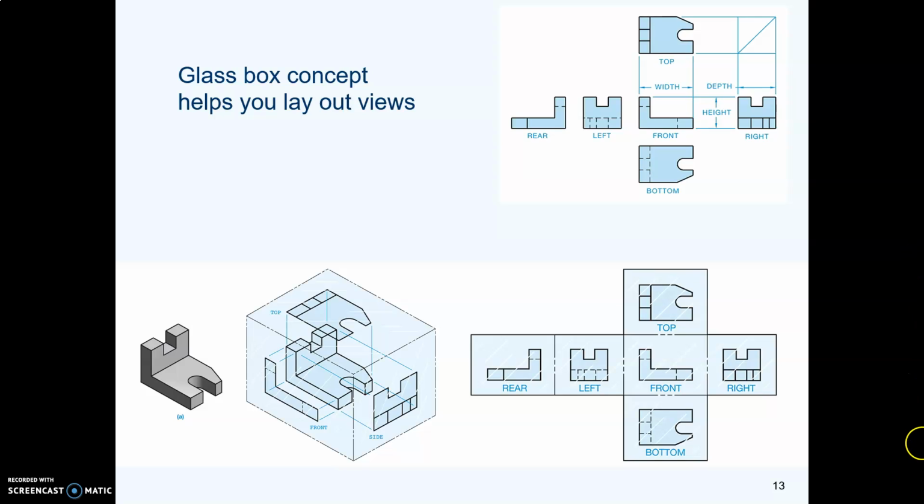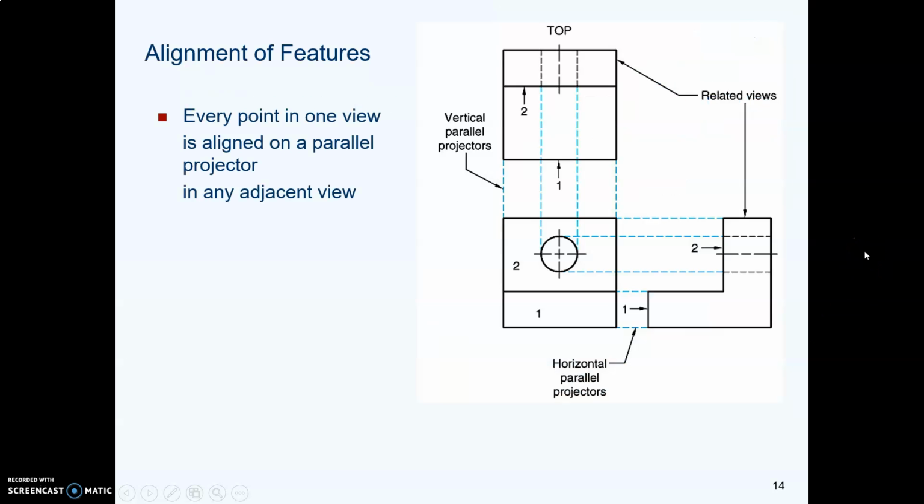And you can use this glass box idea that we talked about earlier to help you figure out where the side views go, where the top and front views go, and so on and so forth. Practice visualizing this glass box arrangement. That's a key skill in drafting. And of course, it's essential that these views be aligned every time.